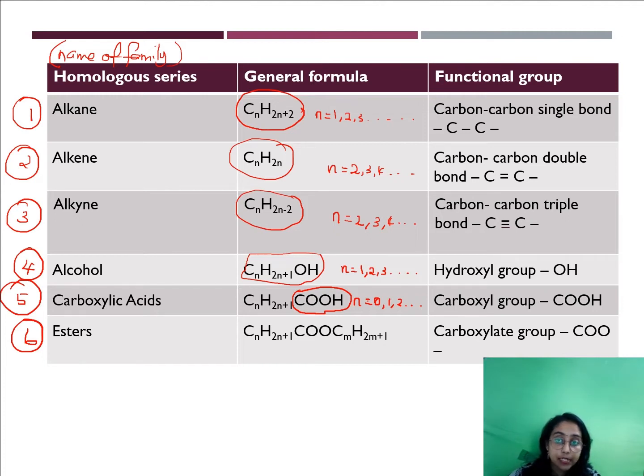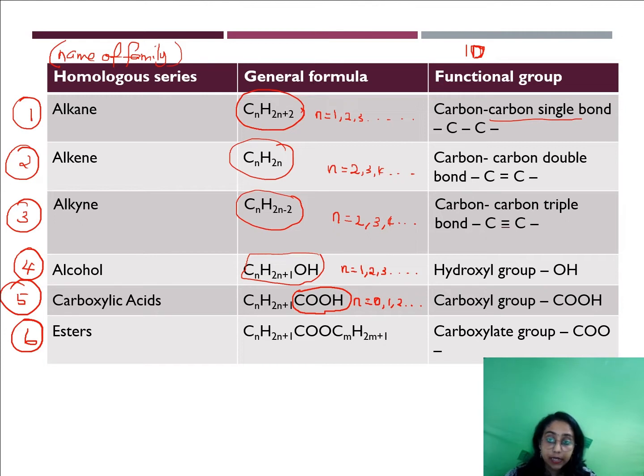Now, what is a functional group? A functional group is like an ID. The ID helps you to determine which homologous series the compound belongs to. So for alkane, the identity that we hold on to is the carbon-carbon single bond. When you see all the carbons are linked by single bonds and the compound is made up of only carbon and hydrogen atoms, then we know the compound belongs to alkane. So in that sense, the carbon-carbon single bond becomes the ID for the alkane family.